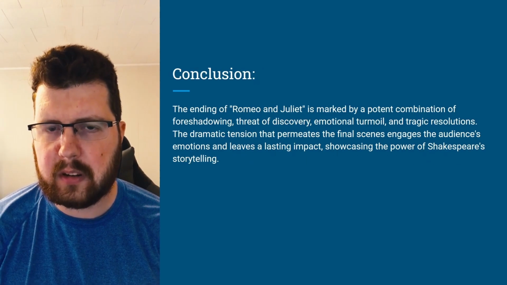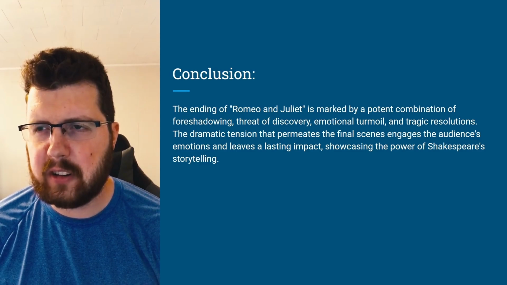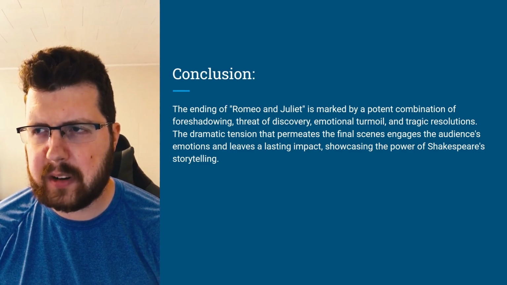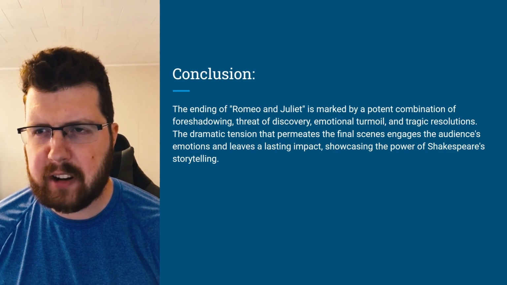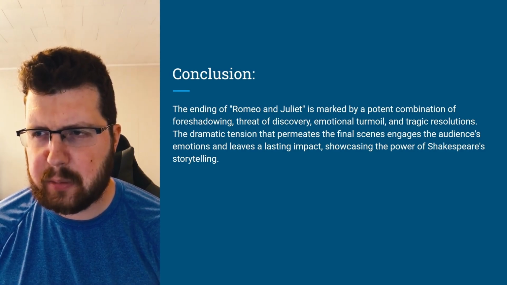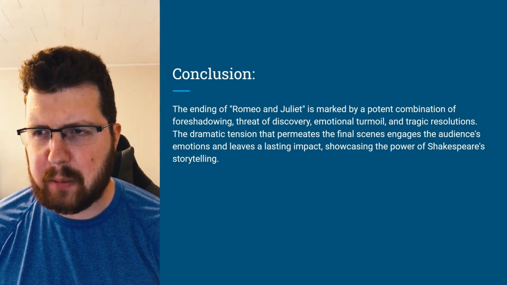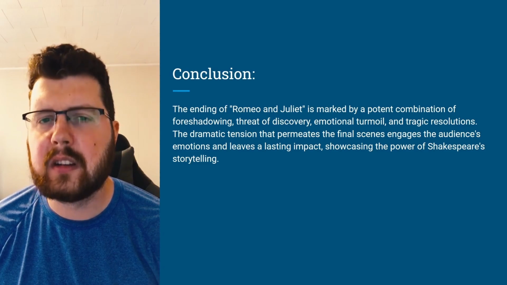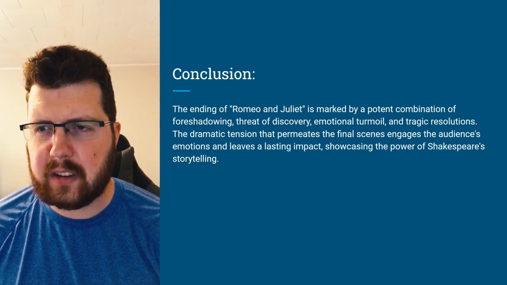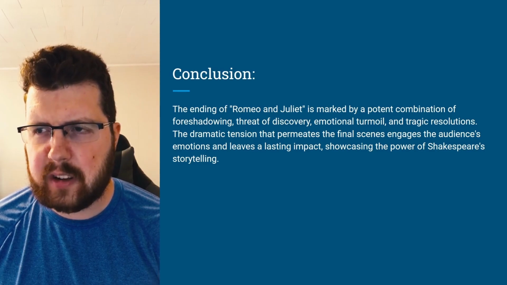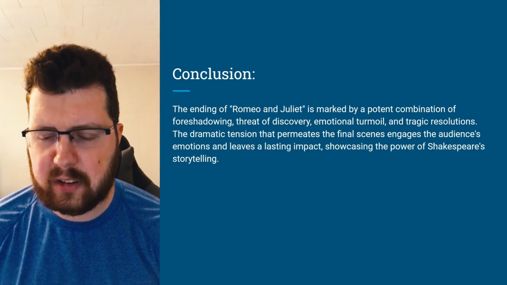ultimately doomed. The ending of Romeo and Juliet is marked by a potent combination of foreshadowing, threat of discovery, emotional turmoil, and tragic resolutions. The dramatic tension that permeates the final scenes engages the audience's emotions and leaves a lasting impact, showcasing the power of Shakespeare's storytelling.